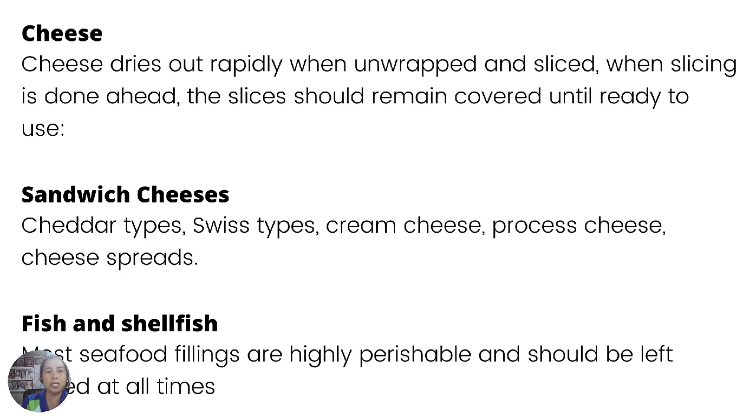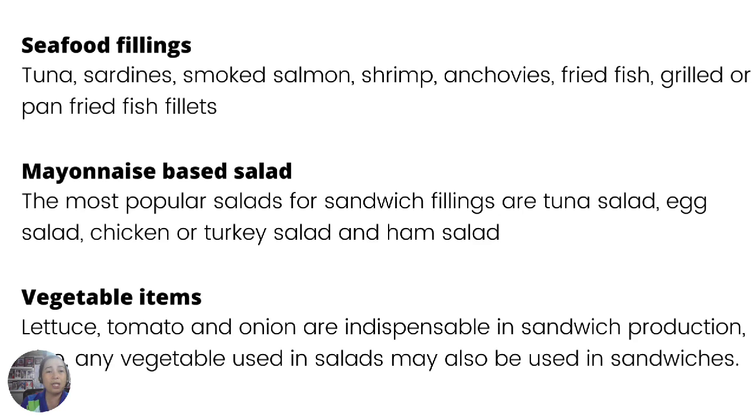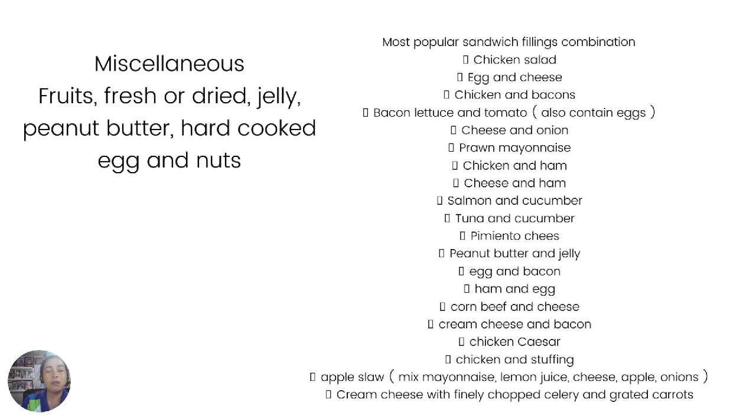Ayan, binalik lang dito yung use ng cheese, sandwich cheeses, fish and shellfish, which are already mentioned in our discussion kanina, plus the seafood fillings, wherein we can make use of tuna, sardines, smoked salmon, shrimp, etc. In terms of mayonnaise-based salad, pwede tayong gumawa ng tuna salad, egg salad, chicken or turkey salad, and ham salad, kasi mayonnaise-based salad siya. Plus vegetable items, katulad ng nabanggit, indispensable ang lettuce, tomato, and onion sa sandwich production. In terms of the miscellaneous, nabanggit na rin yan, dry jelly, peanut butter, which are all optional.